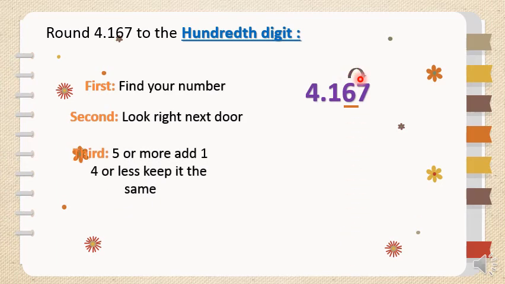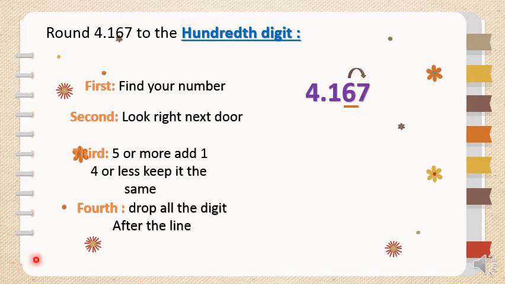If it's 5 or more, we add +1 to our target digit. So here it's 7. We said that if it's 5, 6, 7, 8, or 9, we add +1 to the underlined digit. Then we ignore the digits to the right. We cut the number after the underlined digit. So here we add +1. So it will be 4.17.